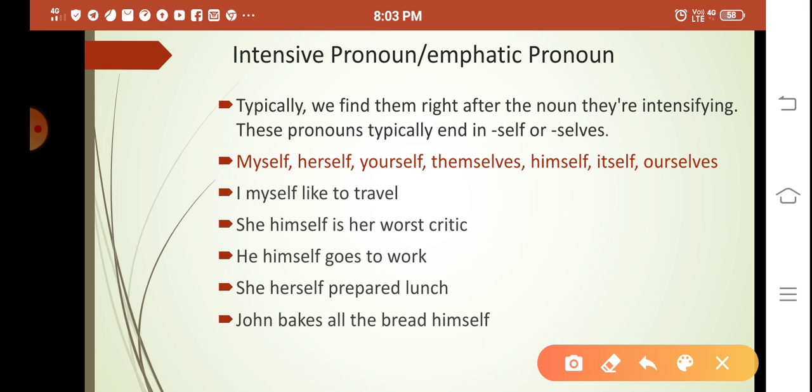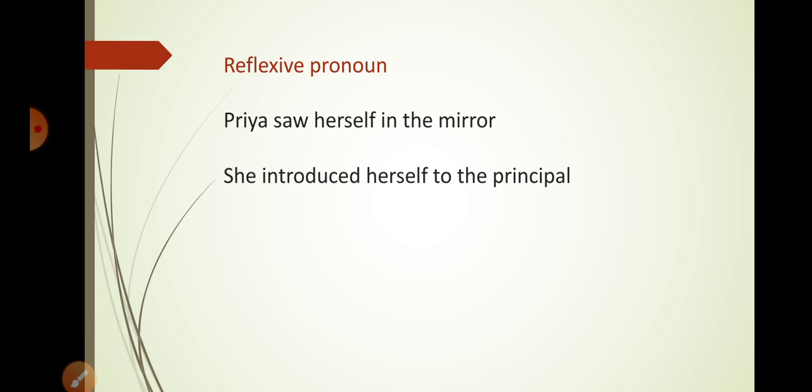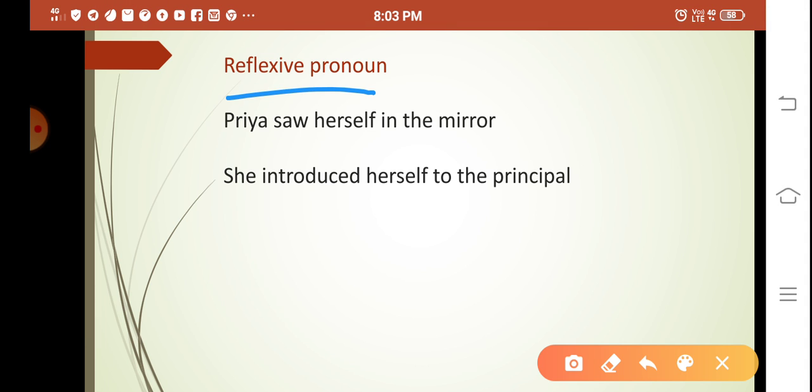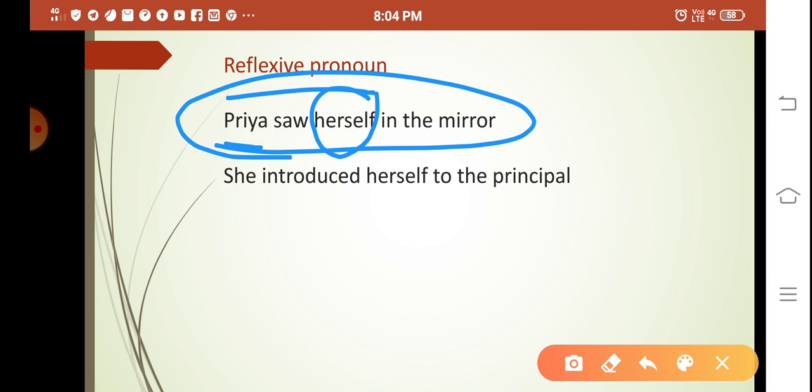And you have to know the difference between emphatic and reflexive pronoun. Here emphatic means it actually emphasizes the noun, whereas in the reflexive pronoun you will see the difference now in my next slide. Reflexive pronoun, it means it reflects the subject. And it does not emphasize it. It reflects. Priya saw herself in the mirror. It means without the reflexive pronoun, it is not grammatically correct.